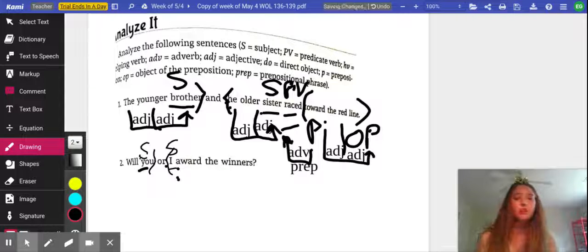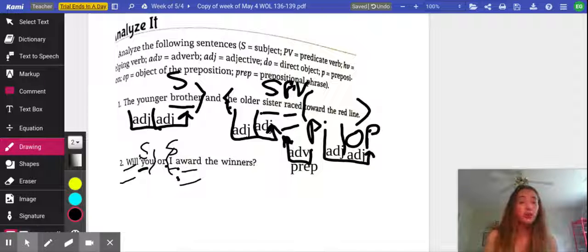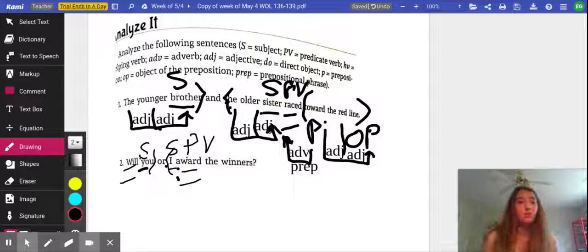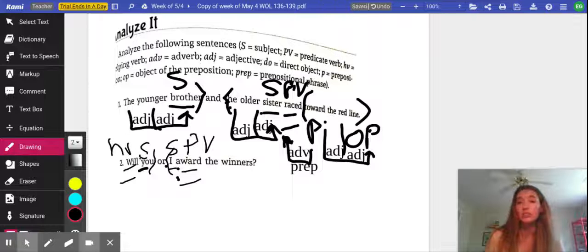Okay? Now, this sentence tells us that you and I, what? Will award. Okay, so award is our predicate verb because it is what the sentence tells us about you and I. Will is a helping verb. That's in our helping verb song. And also the fact that there is a question mark at the end of the sentence tells us that there is likely a helping verb at the beginning. We've seen a lot of times a helping verb at the beginning of interrogative sentences so far.